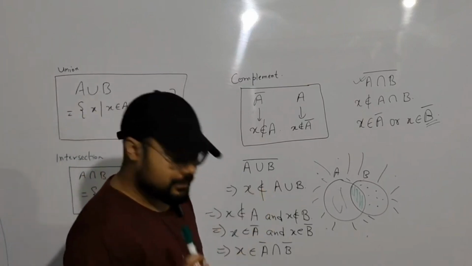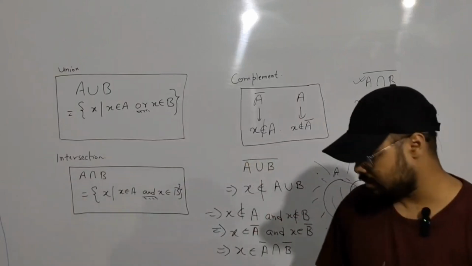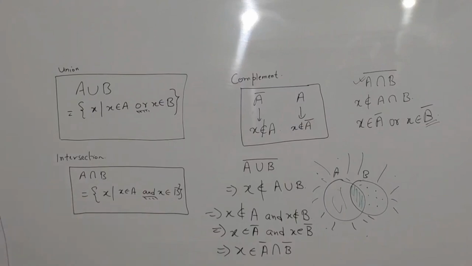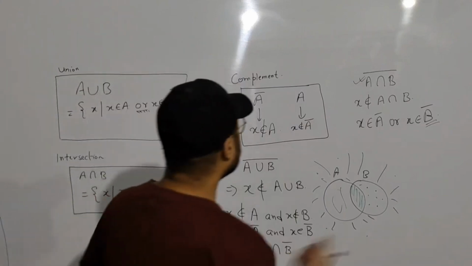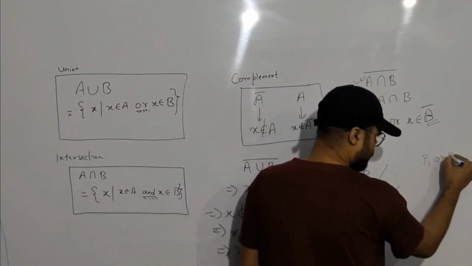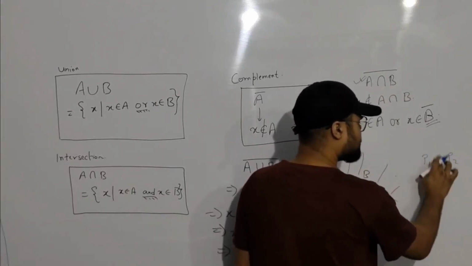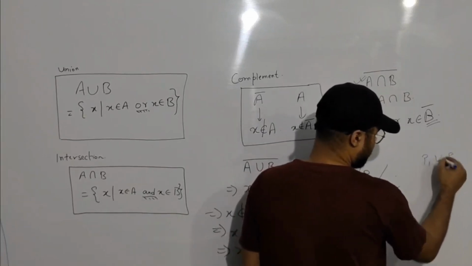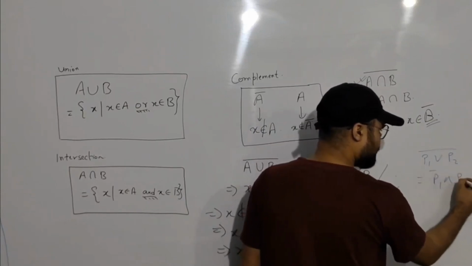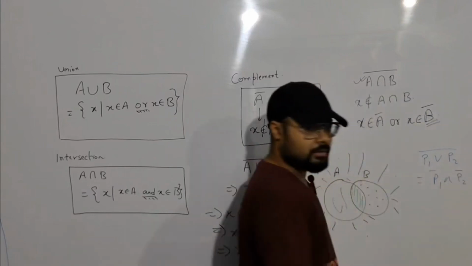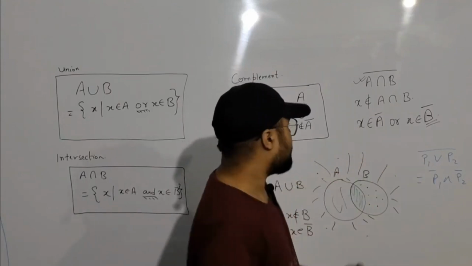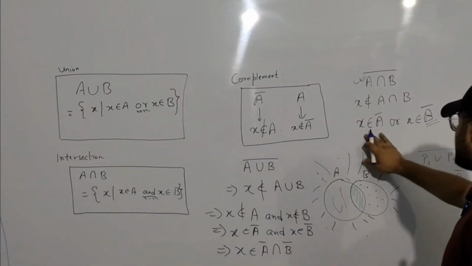So from your propositional logic, what was De Morgan's law? De Morgan's law was applied between or and and, right? In case of De Morgan's, the complement of P1 or P2 is nothing but P1 complement and P2 complement, right? So here it's almost the same thing.